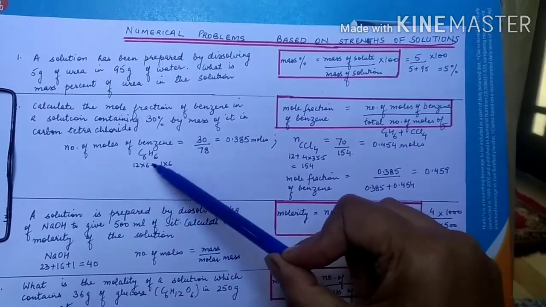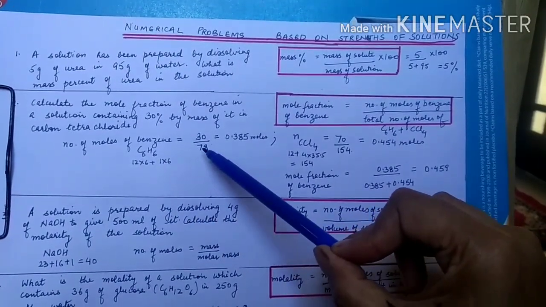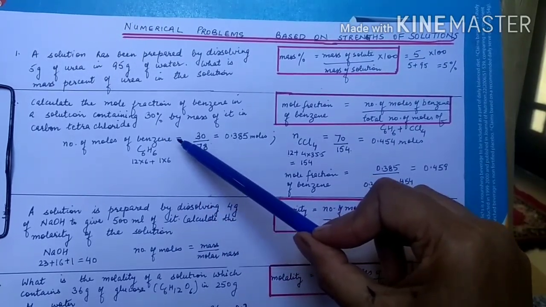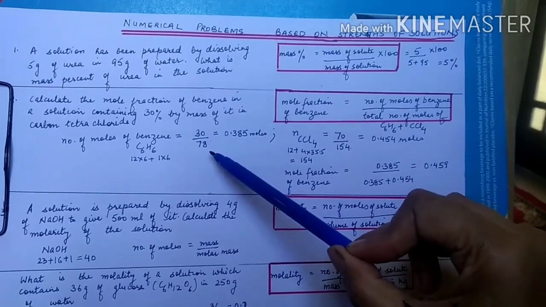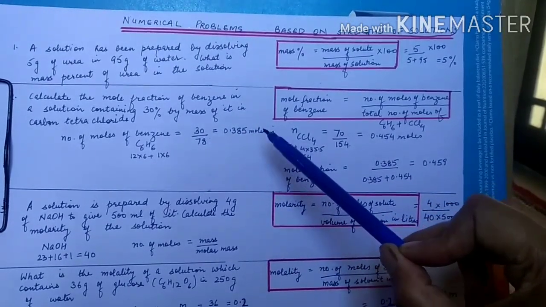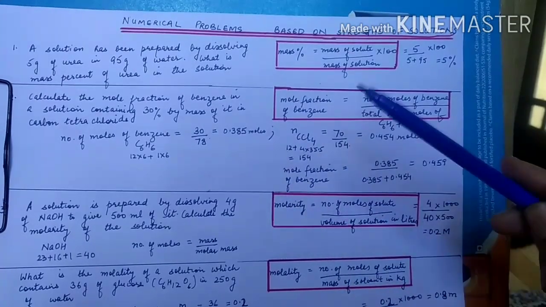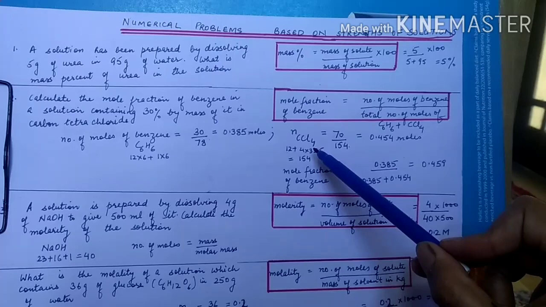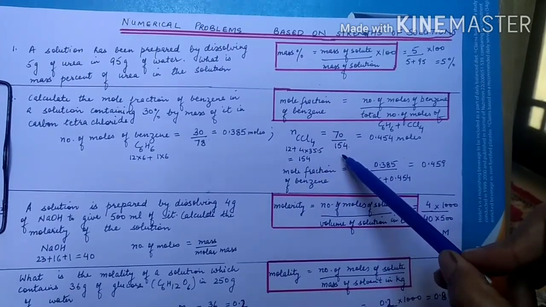So total mass becomes 72 plus 6 is equal to 78. This is the molar mass for benzene. So number of moles of benzene will be 30 upon 78. It comes out to be 0.385 moles. Now, number of moles of carbon tetrachloride will be mass upon its molar mass.